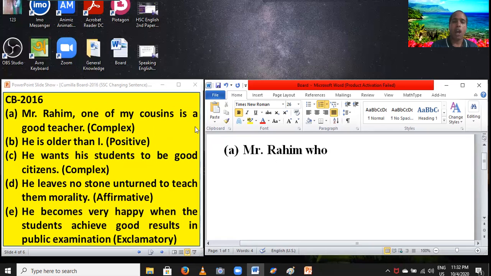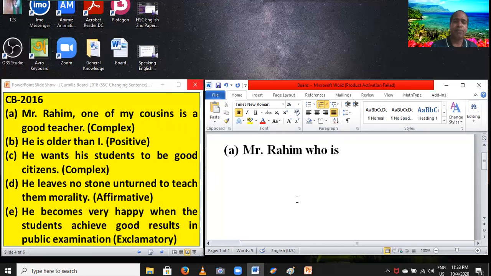Dear students, how to bring am, is, are, was, were? In this case, you have to notice the principal clause. This is the principal clause and here the verb is. So this is the present group: am, is, are. You have to set am, is, are from this verb. You can write who according to the subject. You can write is according to the subject, Mr. Rohim. And then you have to write the apposition, one of my cousins.